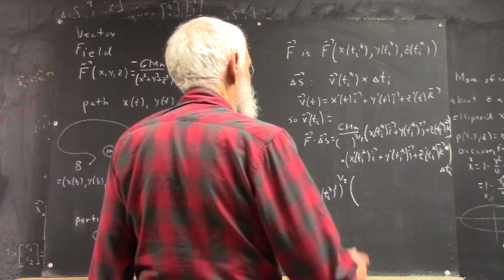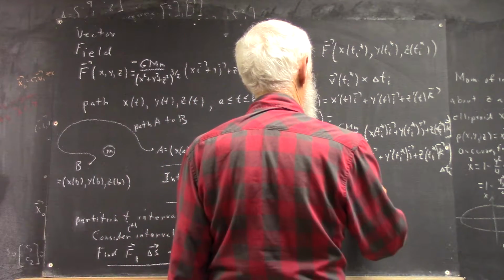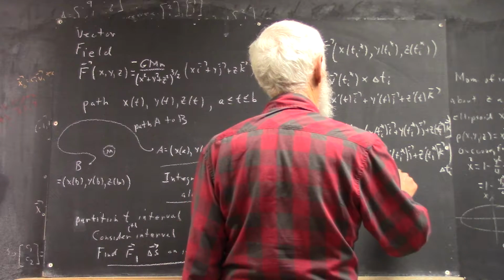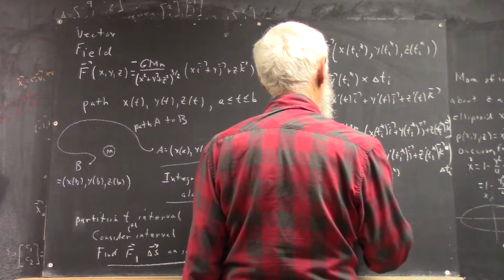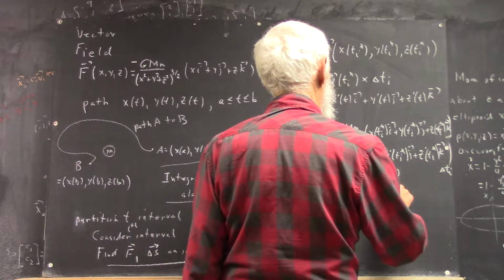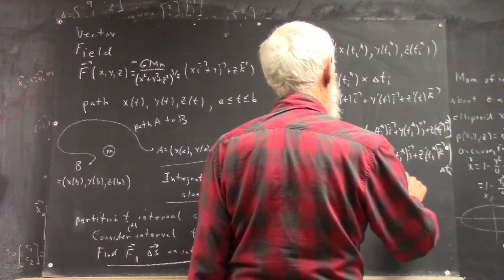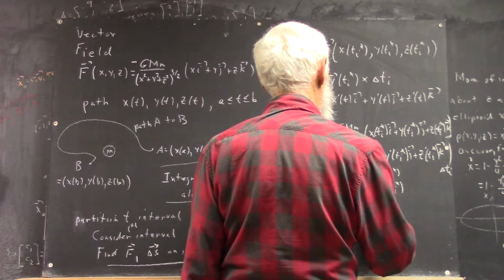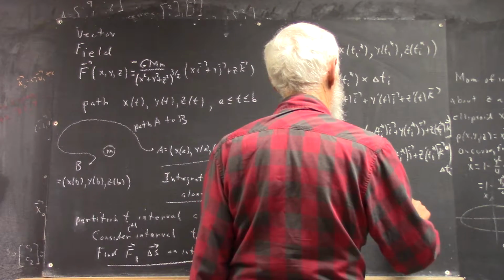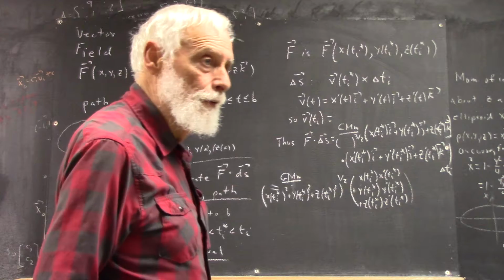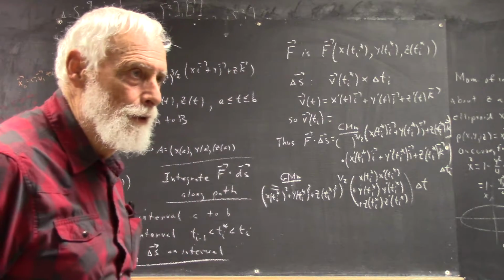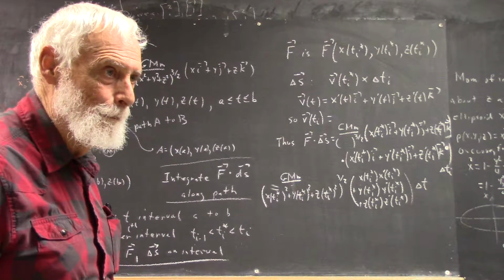Okay? So I'm going to kind of do it this way. x of t_i star, x prime of t_i star, plus y of t_i star, y prime of t_i star, plus z of t_i star, z prime of t_i star. Okay? Times delta t. No square root of anything because you're not doing distance, okay?